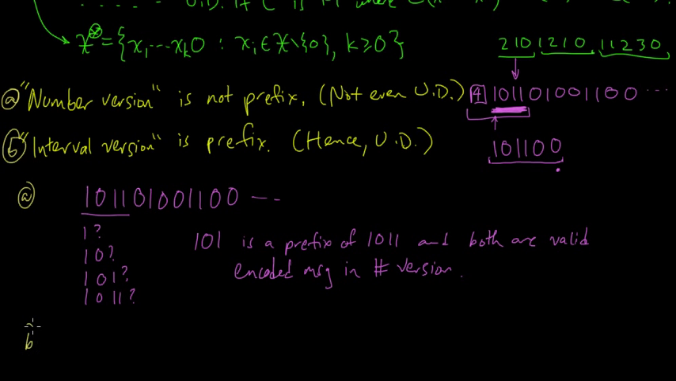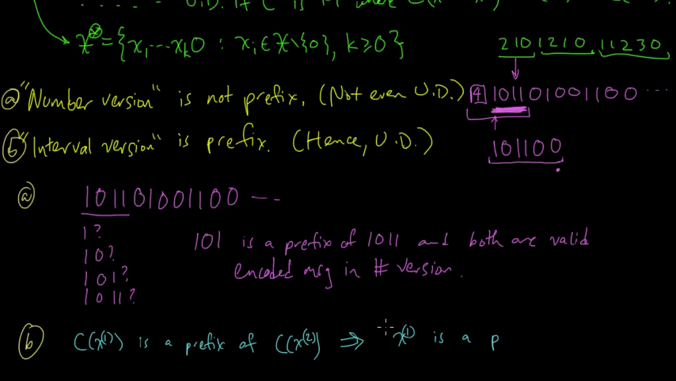And B. For the interval version, I'll just indicate without proving it exactly, the reason why the interval version is in fact a prefix code is that if cx superscript 1 is a prefix of cx superscript 2, if the encoded message for some source sequence was a prefix of the encoded message for another source sequence, that binary sequence was a prefix of the other binary sequence, that would imply that x1 is actually a prefix. Under the interval version, x1 is a prefix of x2.